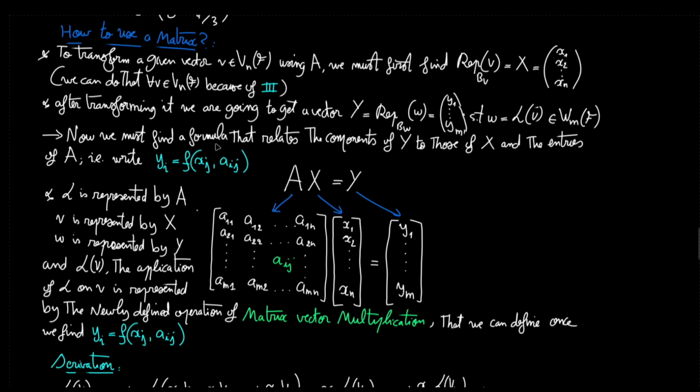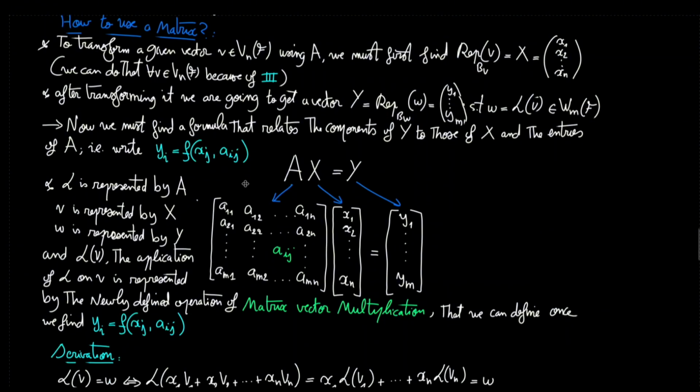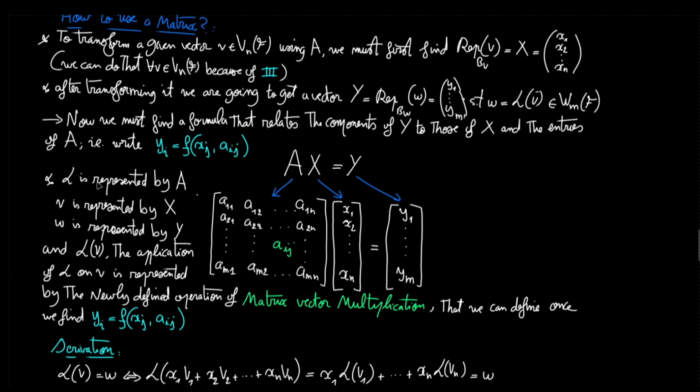Okay, so now we must find a formula that relates the components of y to those of x and the entries of A, i.e., write yi as a function of the coefficients of the input vector and the entries of the matrix Aij. So here we represent the linear transformation L by the matrix A, and the vector V is represented by x and W is represented by y.